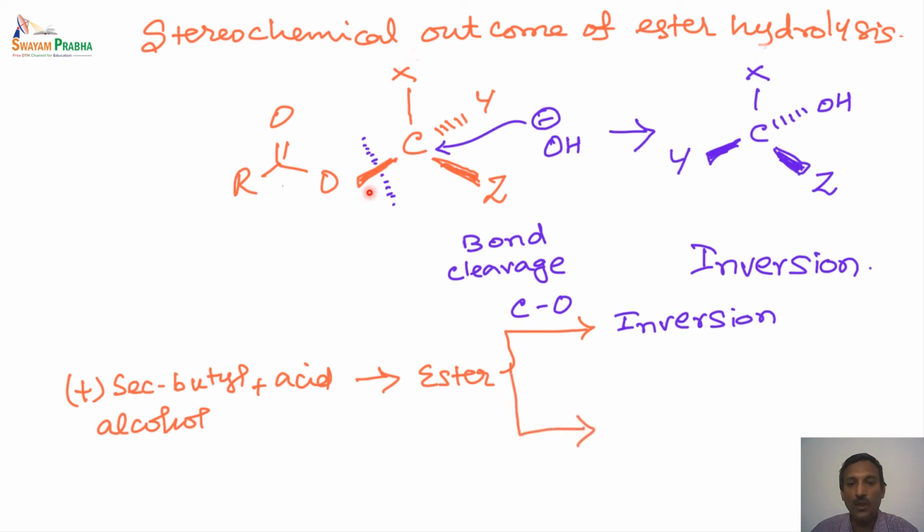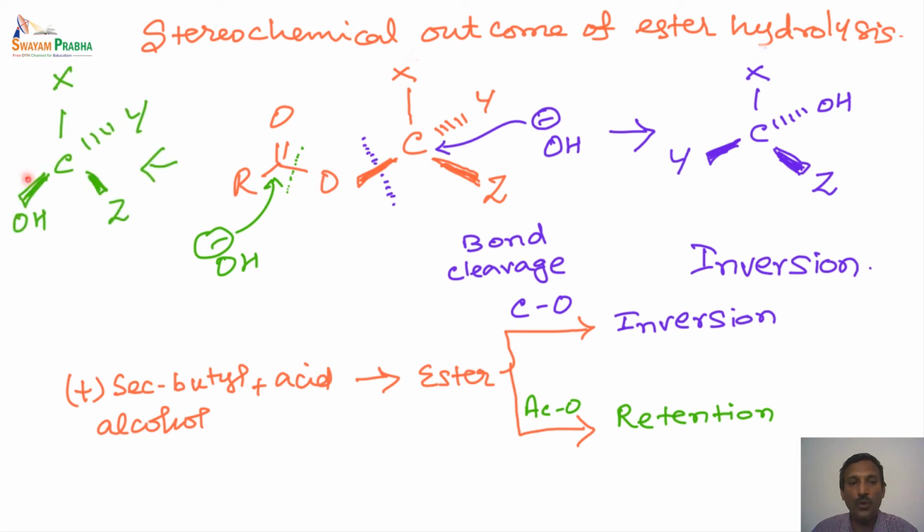So what is the other one? We can also have the acyl oxygen bond cleaved. That will lead to another product which is going to have retention of configuration. That means if this carbonyl carbon and this oxygen bond is cleaved, the nucleophile will come and attack from this side. That leads to retention of configuration because the O minus, that oxygen, is cleaved from this side only. So on the same side the OH is going to come and attack.